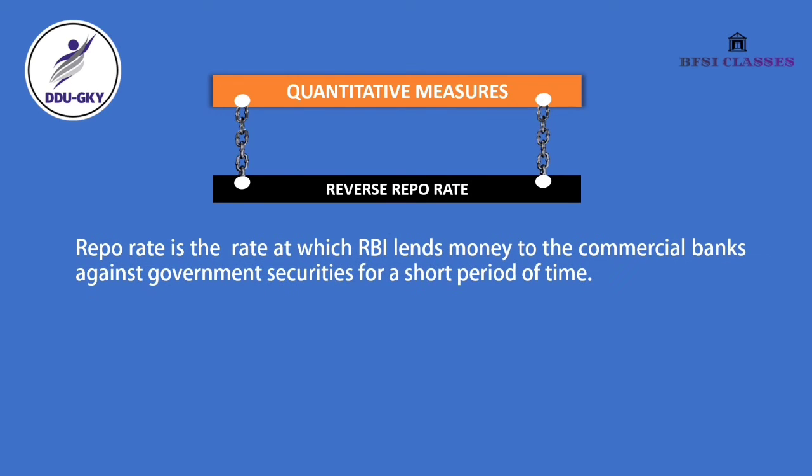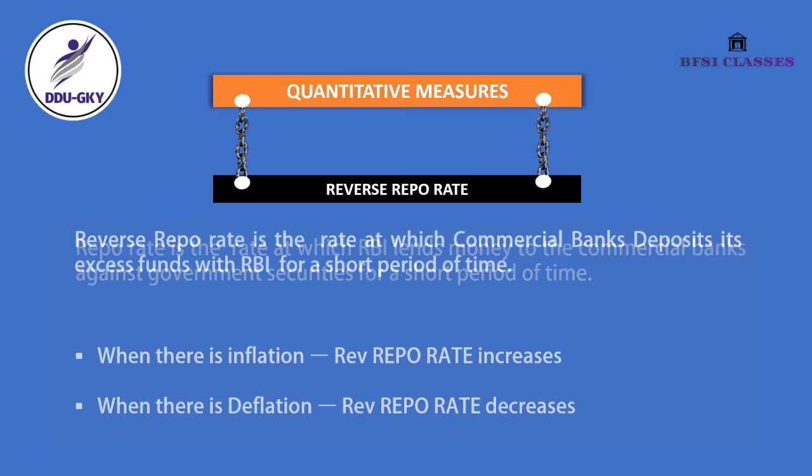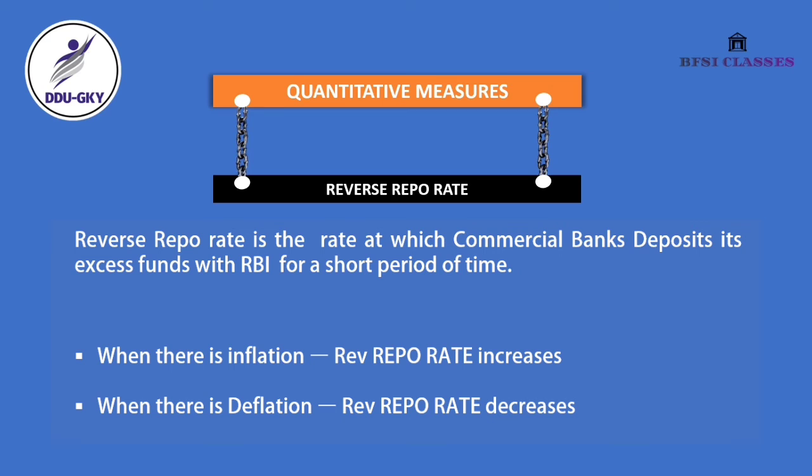Reverse repo rate. Reverse repo rate is the rate at which commercial banks deposit money with the RBI for a short period of time. In short, it is the deposit interest rate provided by RBI to commercial banks. When there is inflation, the reverse repo rate increases. When there is deflation, the reverse repo rate decreases.